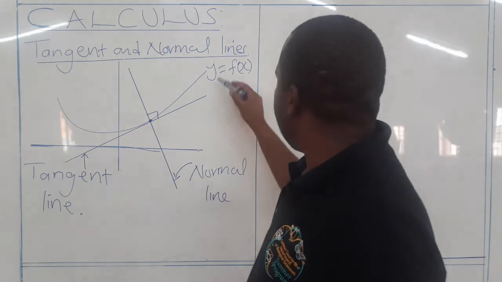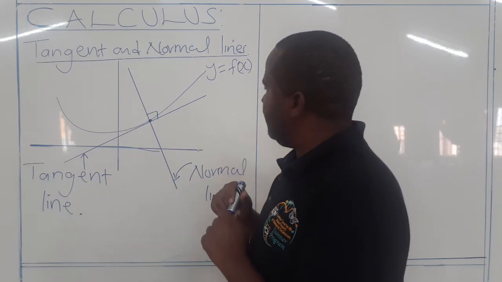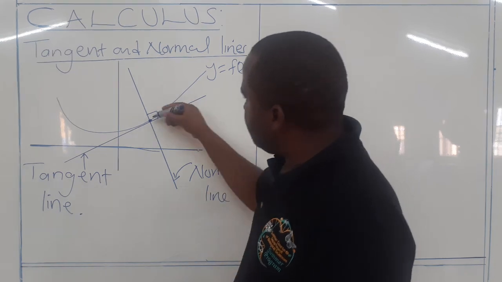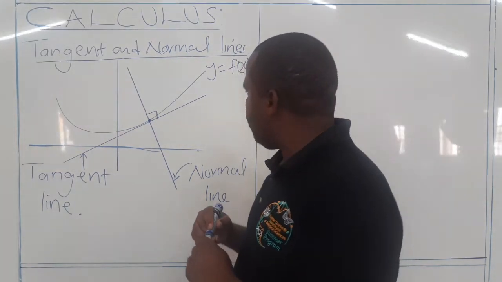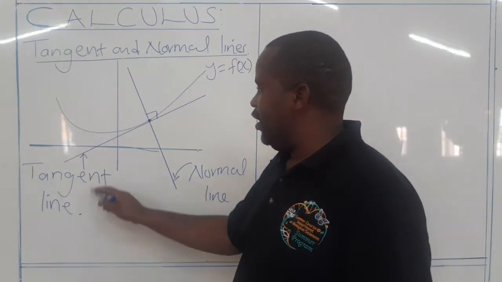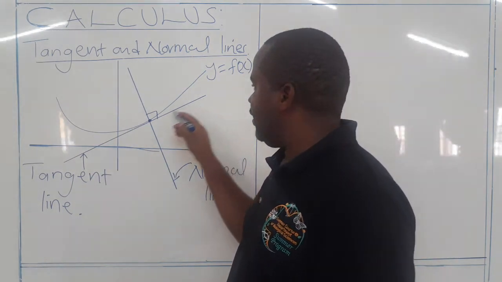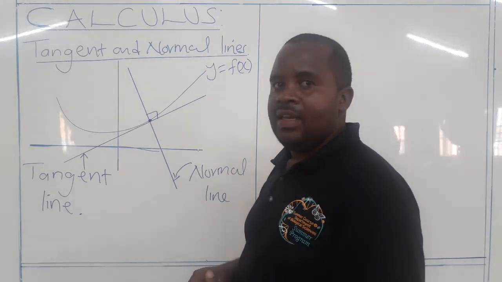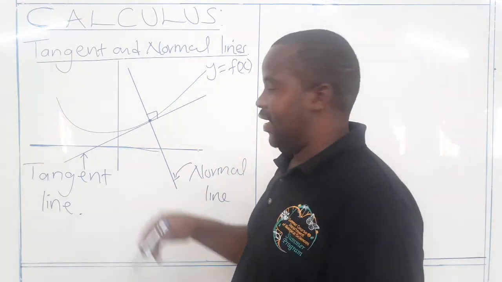So if you have a curve f of x, as we are able to see, then you draw a line in such a way that it meets the curve at only one point. The line that you have drawn will be referred to as a tangent line. So in this case, this line that we are able to see here is a tangent line.